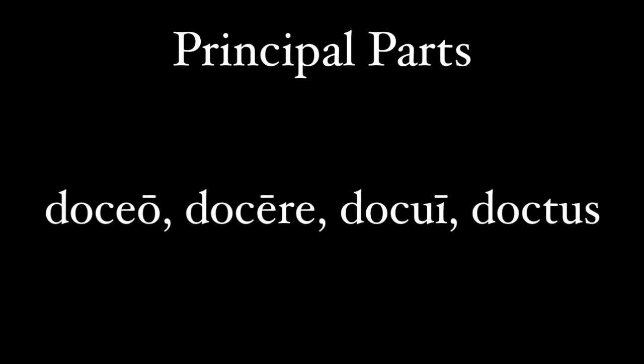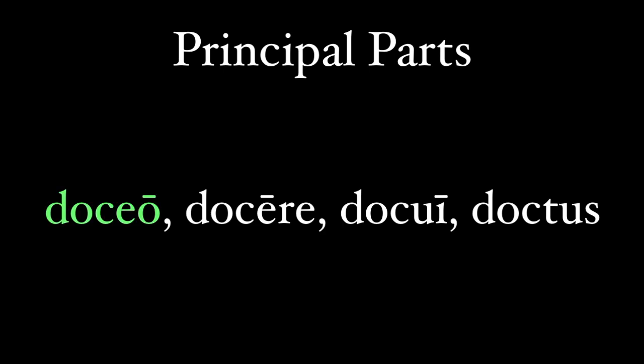Before we start, we have to talk about principal parts for verbs. Normal transitive verbs, that is, verbs that typically take a direct object, like to teach, doceo, have 4 principal parts. Here they are: doceo, docere, docui, doctus. Sometimes the 4th principal part will be doctum, where the ending is a um instead of a us. It all depends on the style of teaching and the text you're learning from. I will use the us ending for the 4th part for this video.